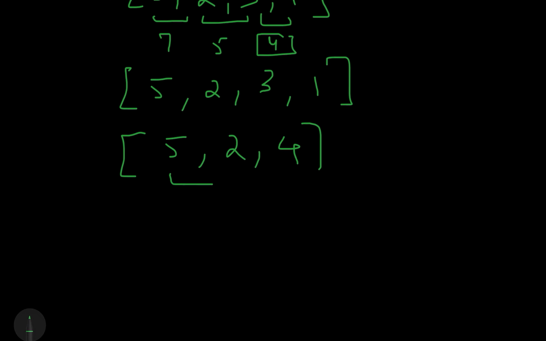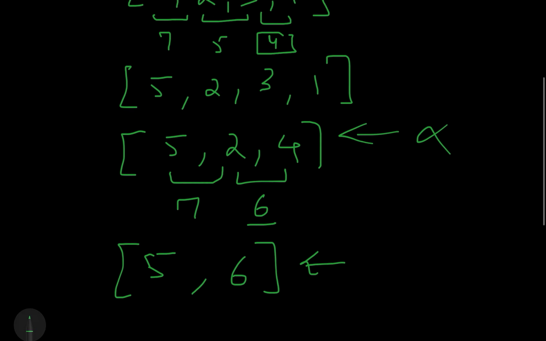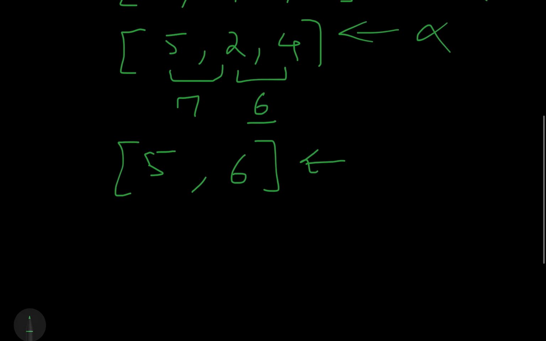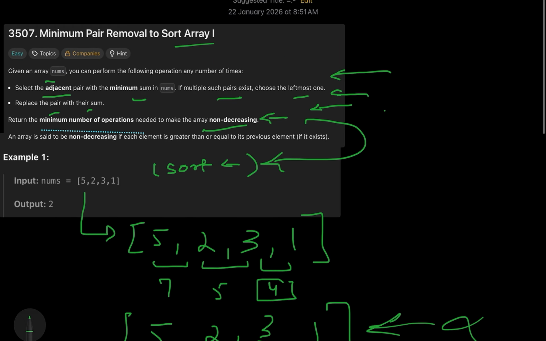Okay, then again we'll check, here the sum would be 7, here the sum would be 6, so we'll take this one and again we'll replace it with 6. And now our array is, here our array was not sorted, non-decreasing, here our array is sorted. And how many operations did we do? First we added this one, then we added this one. So the number of operations that we did is 2. Okay, so now let's see how we code this problem.